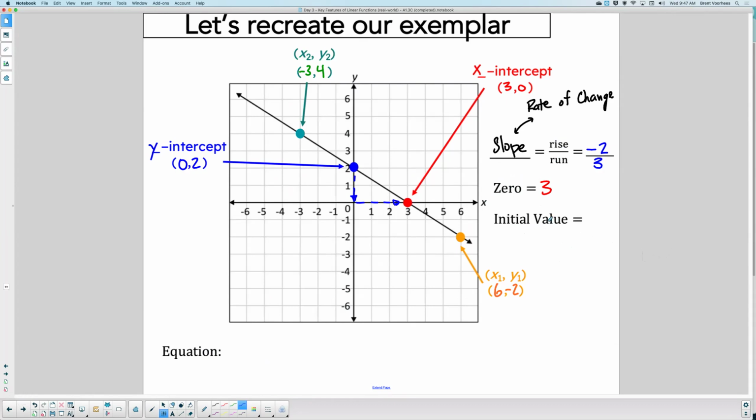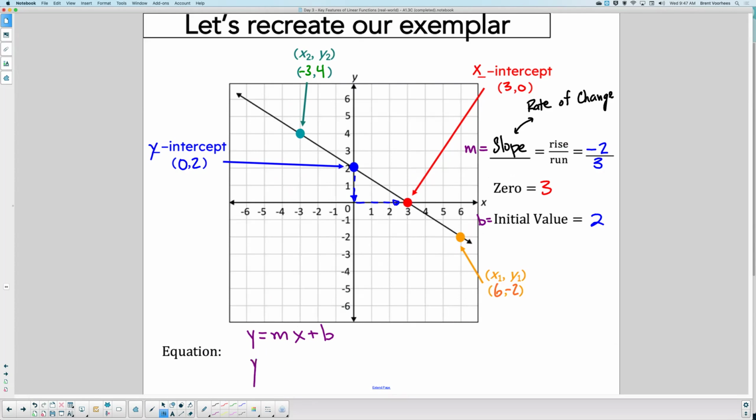Yeah, you're pointing at the y-intercept. I agree. It's the y-intercept. What is our y-intercept value? 2. So we could say the initial value is 2. When it comes to writing an equation, we will write the equation in the form y equals mx plus b, where m is the slope. I need to put up here m equals the slope. And the initial value is your b. The y-intercept is your b.